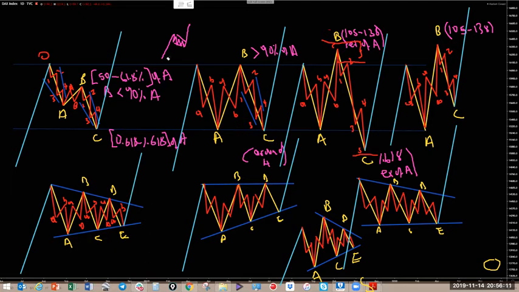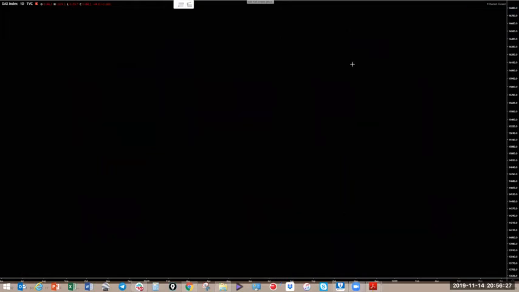And if it is a channel, then don't force it to be a triangle. If it is straight like that, don't force it to be a triangle. Then it is a different structure and not a triangle. Okay, I'm going to clear all of this. So we've learned the principle. It's always going to be an impulsive move and a correction. Now let's make this scenario here.